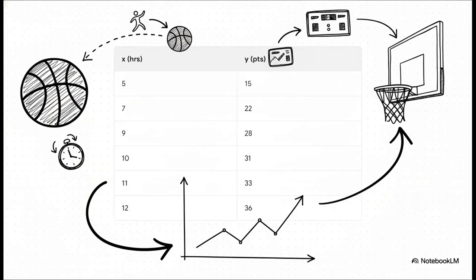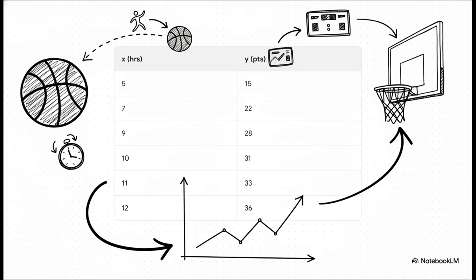Let's look at Amelia's bivariate data, and notice how we are strictly defining those variables again. Our independent x variable is the number of hours Amelia spends practicing her jump shot. Our dependent y variable is the number of points she scores in an actual game. Just look at the numbers. When x is 5 hours, y is 15 points.